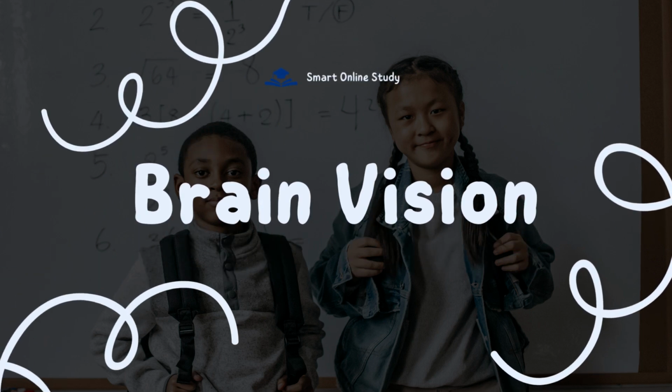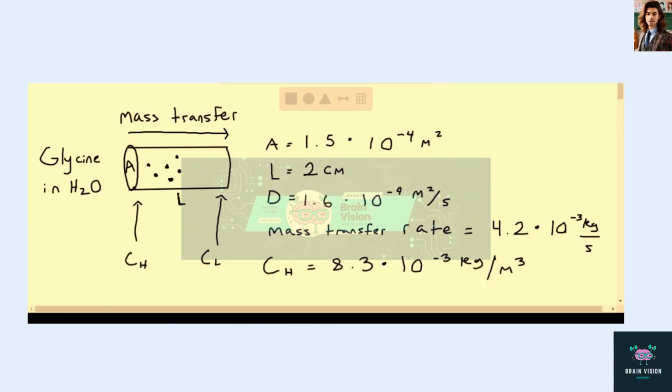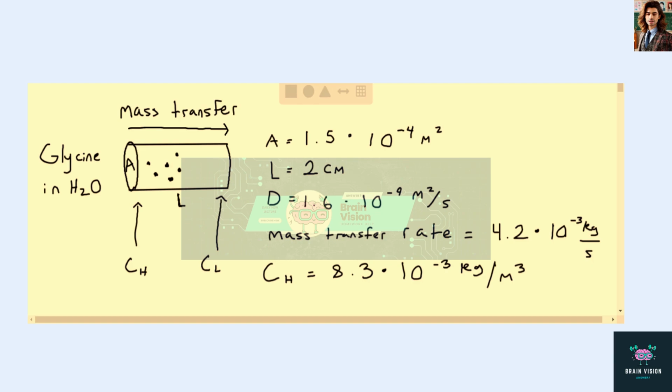Welcome to Brain Vision. For this example, we are looking at the diffusion of glycine in water in this cylinder here. Specifically, we're looking at a case in which we have a higher concentration on the left side of our cylinder than on the right side, and that is right here. So there's going to be an overall transfer of glycine to the right, and the rate of that transfer is 4.2 times 10 to the minus 3 kilograms per second.